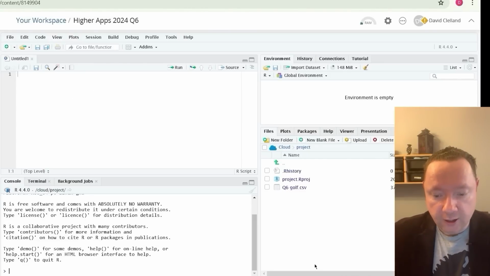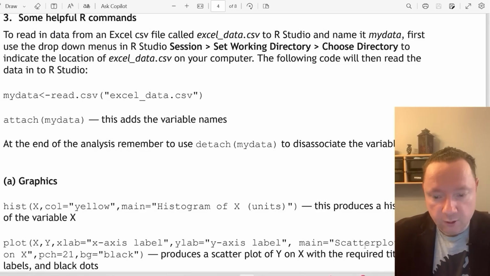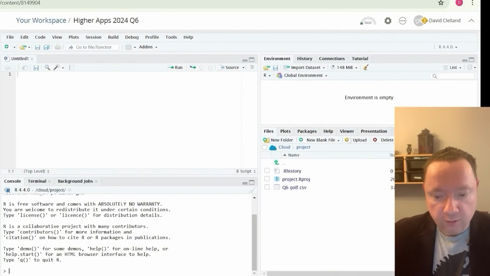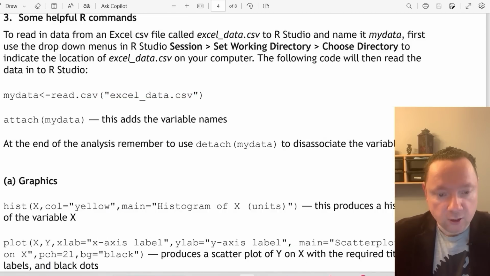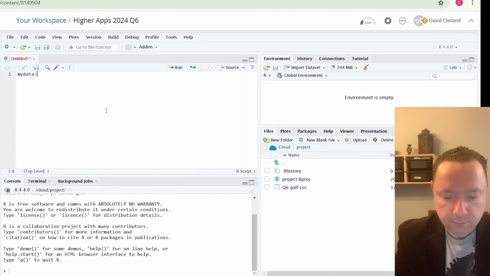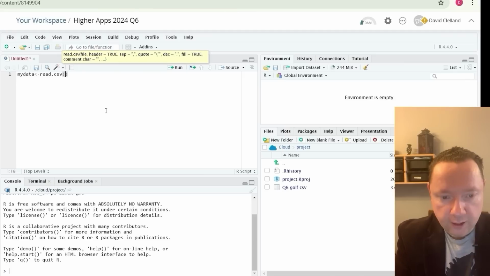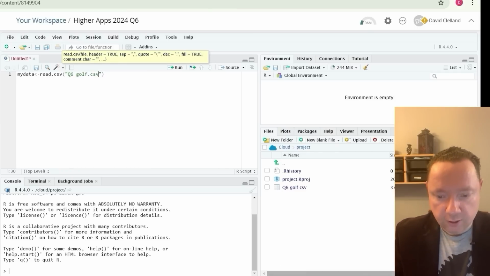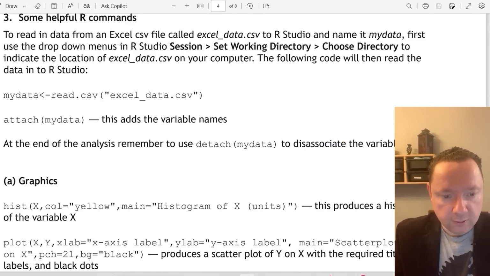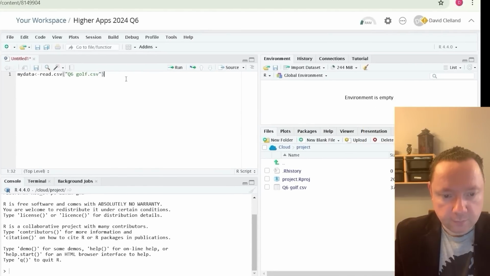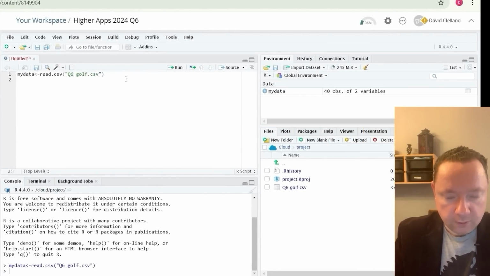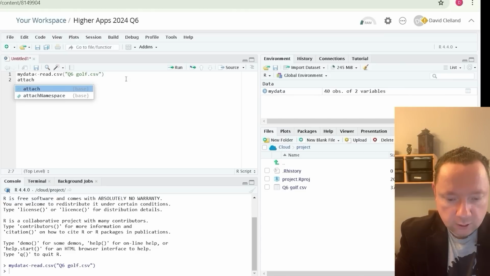So I've already loaded it in, and you're going to need the data booklet. So let's just get the data booklet ready. Okay, so there we go. So the first thing we do is my data read.csv, and then it's called Q6 golf.csv. Just make sure you've done that correctly by checking my data, read.csv. Control Enter to run, and then attach my data.